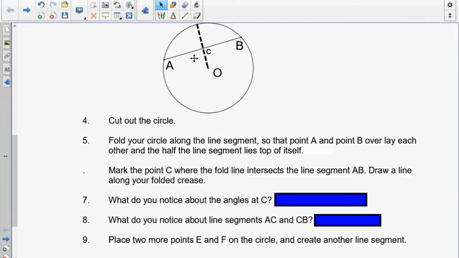So now we've got AC and CB, 2 line segments. I've got a line right here. What do you notice about the angles at C? Well, you should have noticed the angles at C are 90 degrees. Now what about AC and BC? If you measure these, you'll find out that they are exactly the same.